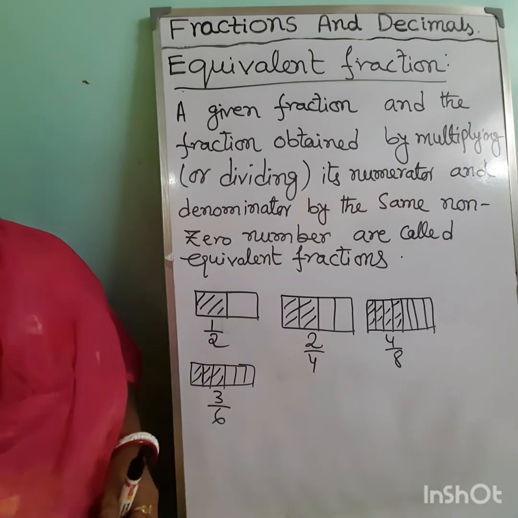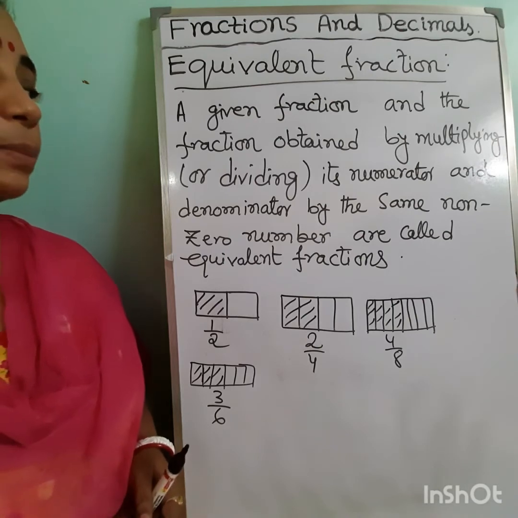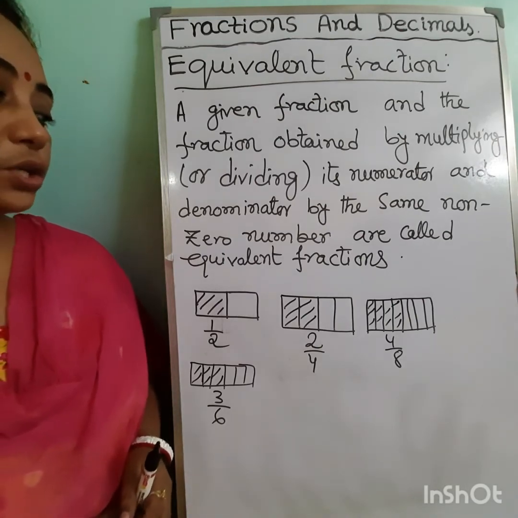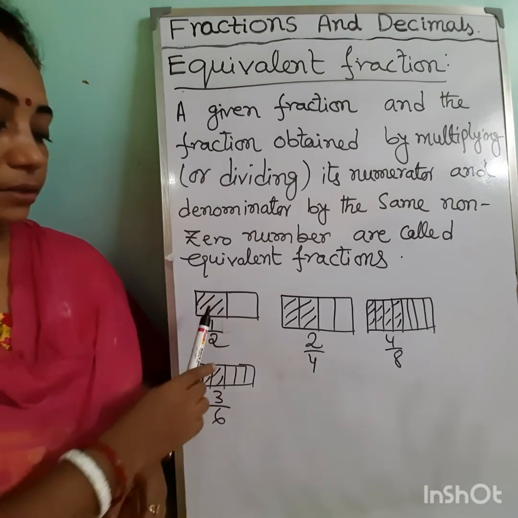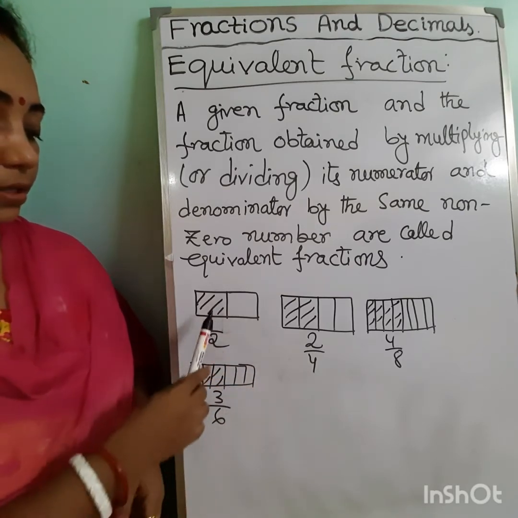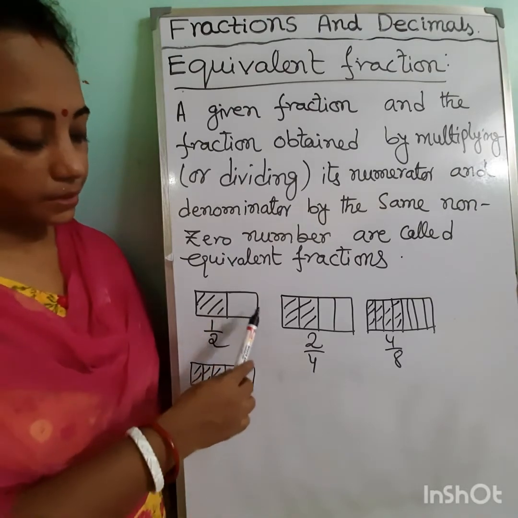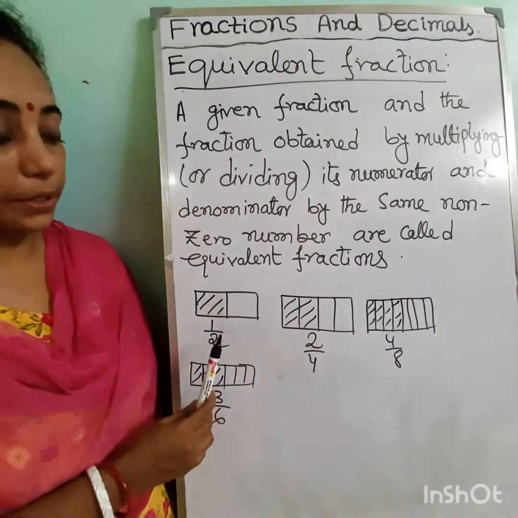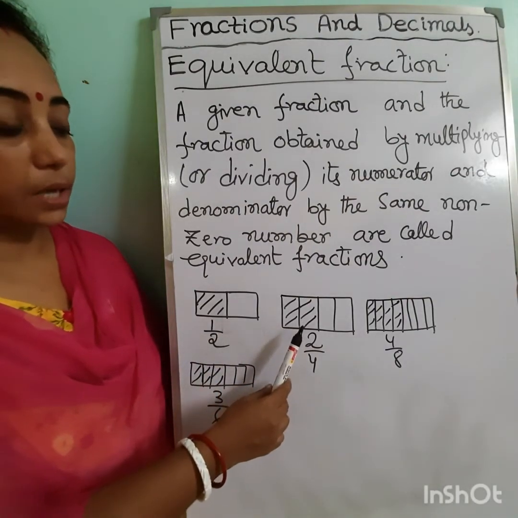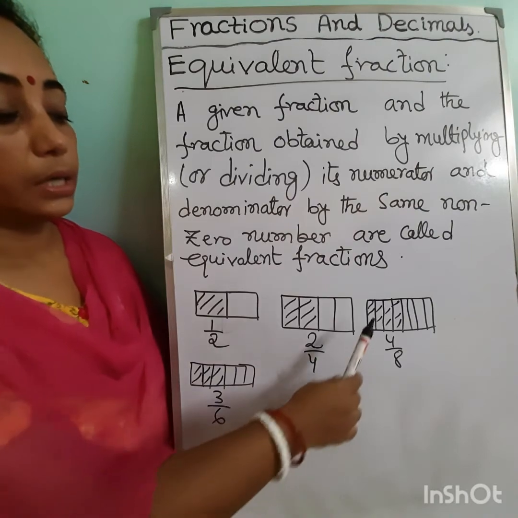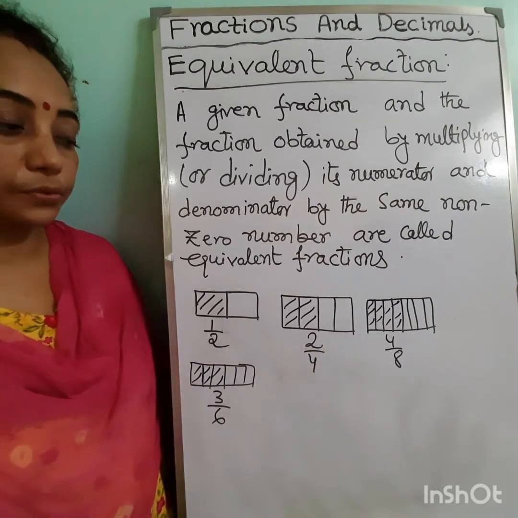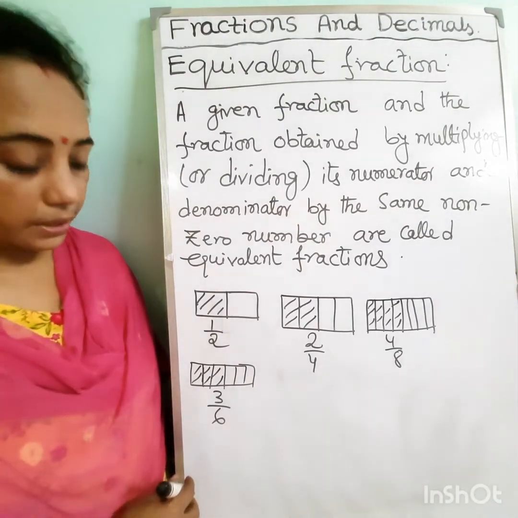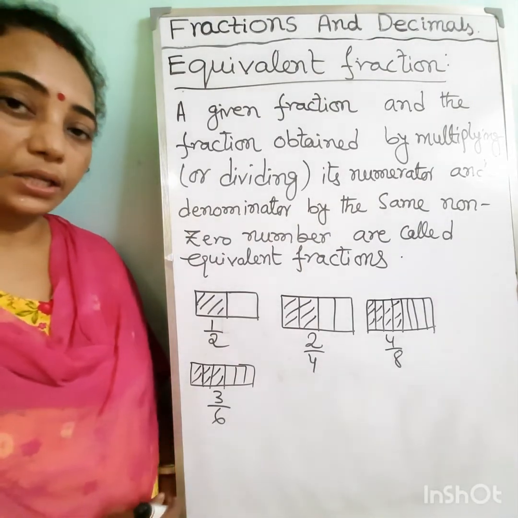Equivalent fractions: the given fraction and the fractions obtained by multiplying or dividing its numerator and denominator by the same non-zero number are called equivalent fractions. So look at this figure. In this figure, a rectangular sheet is divided into two equal parts. The shaded part represents here 1 by 2. Here there are 2 shaded parts out of 4 equal parts, so 2 by 4. There are 4 shaded parts out of 8 equal parts, so 4 by 8. And here 3 shaded parts out of 6 equal parts. So here all shaded parts are equal.